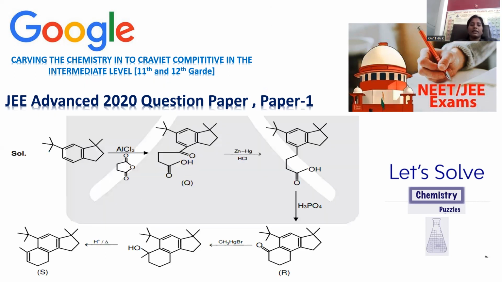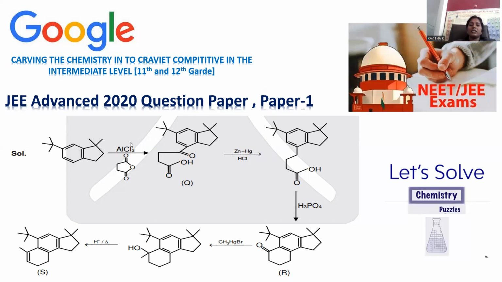Let's take the starting material. The starting material is benzene fused with cyclopentane. So this benzene-cyclopentane fused compound has side chains like this, which is called tertiary butyl, and here 2 methyl groups are present on the same carbon. 2 methyl groups on the same carbon is called gem, and 2 methyl groups on adjacent carbons is called vicinal. Okay, this is the kind of gem-dimethyl functional group present.